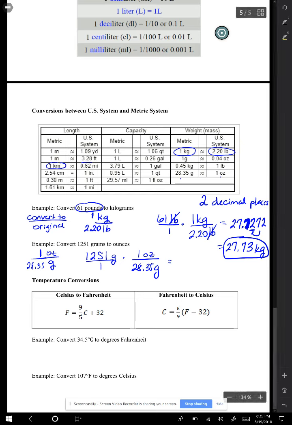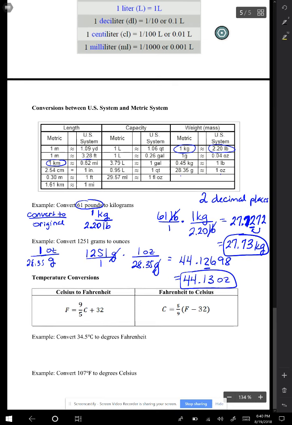So when you do the grams divide out, we end up with 1251 over 28.35, and that's approximately 44.12698. But if we're going to go 2 decimal places, the 6 is 5 or greater, so that's going to go up to a 3. So approximately 44.13, and this is going to end up in ounces.